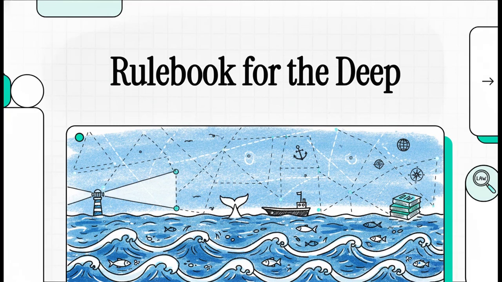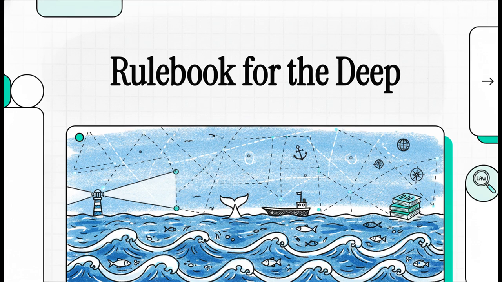Welcome to this explainer. You know, when you stand on a beach and look out at the horizon, the ocean just looks like this massive, empty blue void. It feels completely boundless, totally wild. But the reality? That water is actually a highly partitioned, intensely regulated territory governed by a massive geopolitical rulebook.